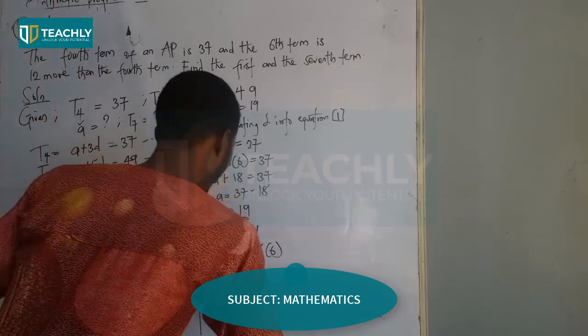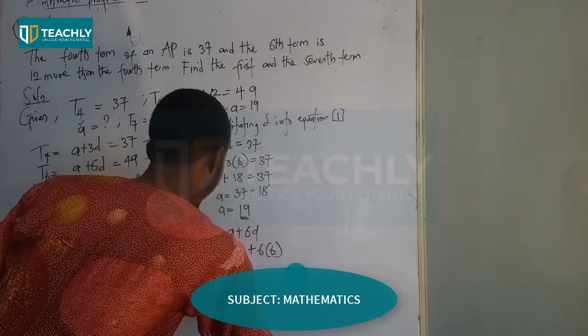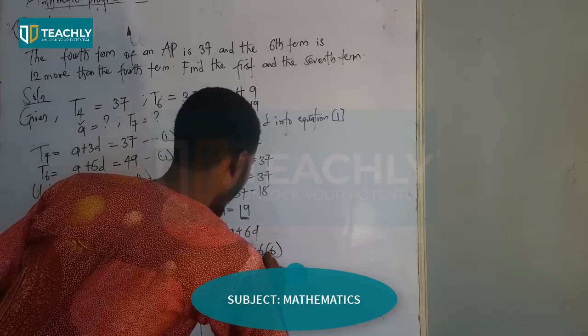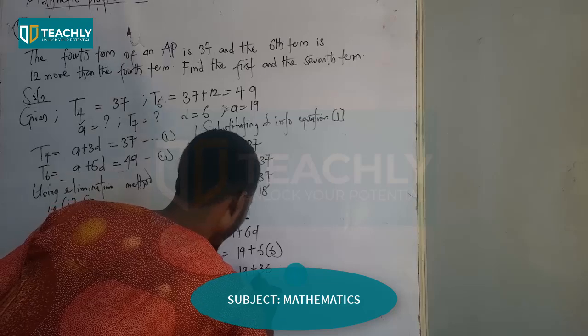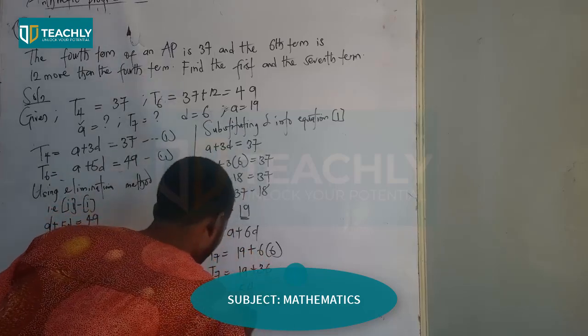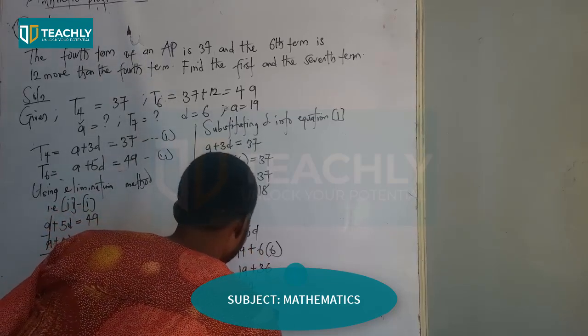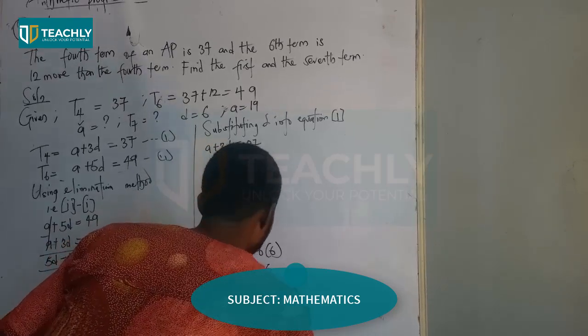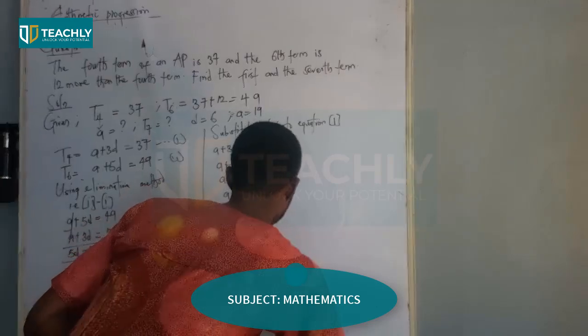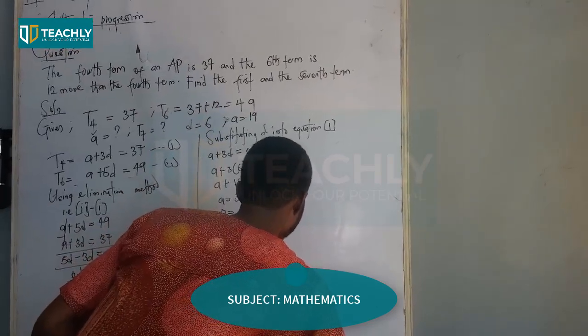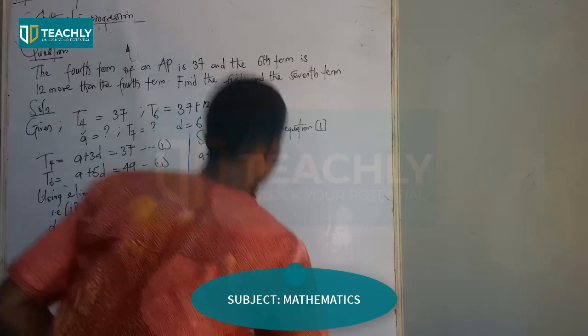So we have T7 is equal to 19 plus 36. My T7 is equal to what? 54. So therefore, A is equal to 19. D is equal to 6. And then T7, the 7th term, is equal to 54.